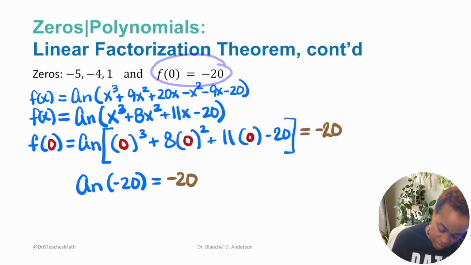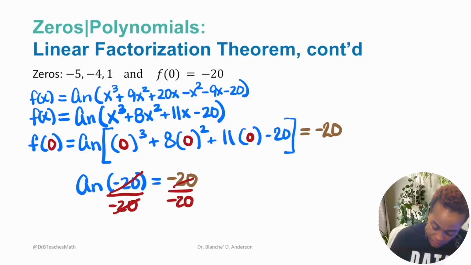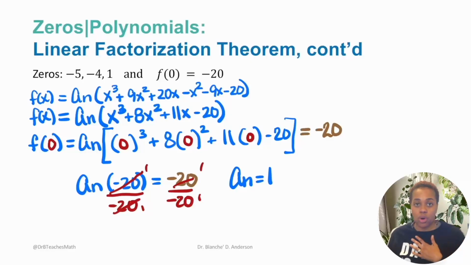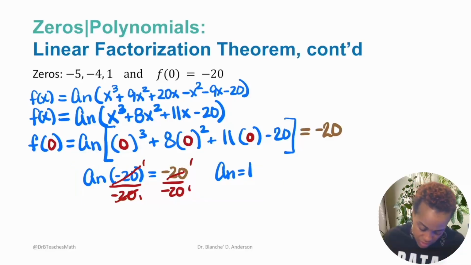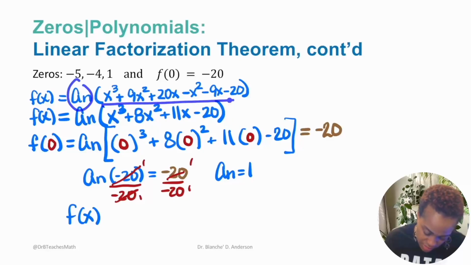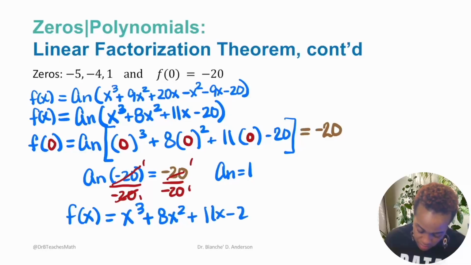Because that came from here. And then it looks like we have to divide both sides by negative 20, since it's multiplied by a sub n. When we do that, these divide evenly, and so we have a sub n is equal to 1. So that's 1 times everything. Our final polynomial looks like this: x cubed plus 8x squared plus 11x minus 20.